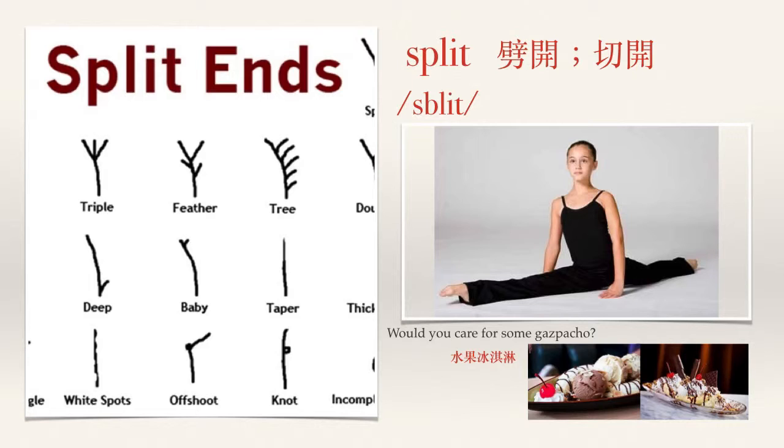头发分叉会被叫做 split. Then next, we can see a girl who is probably a dancer, and she is doing a split. 劈腿 is also called split. 所以只要是分叉、分开、劈开、切开都可以是 split.